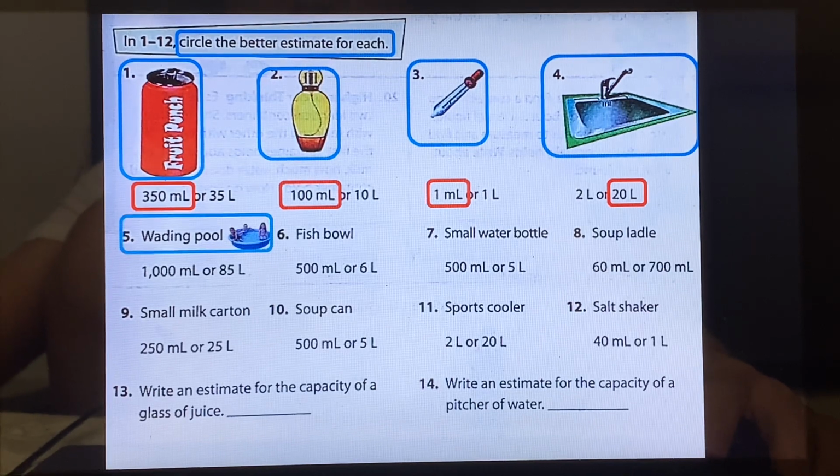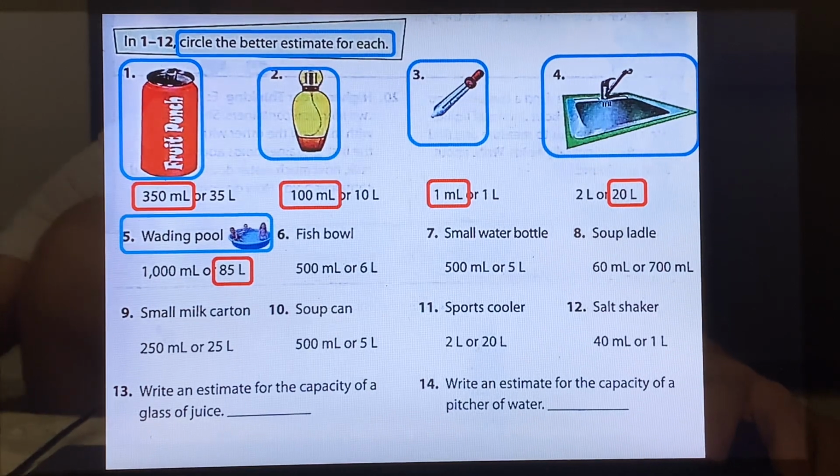Number 5, wading pool. The picture is showing you what a wading pool looks like. A wading pool. Which is a better estimate? 1,000 milliliters or 85 liters? 85 liters. Did you get it right?